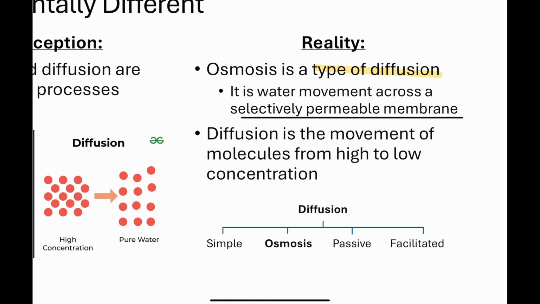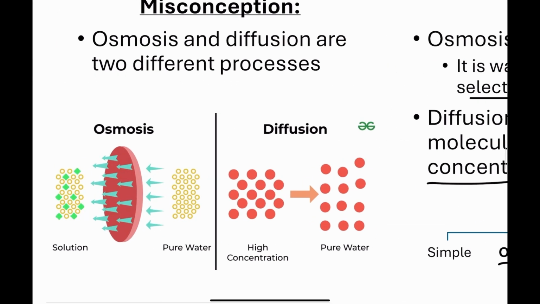And diffusion is actually an umbrella term, and diffusion refers to the movement of molecules from high to low concentration. So there's many different kinds of diffusion, and osmosis is one of them. Osmosis is going to follow the same principle of diffusion, but osmosis is going to specifically apply to the movement of water molecules across a selectively permeable membrane, which is what we're seeing here. This is a selectively permeable membrane, and water is moving through it.